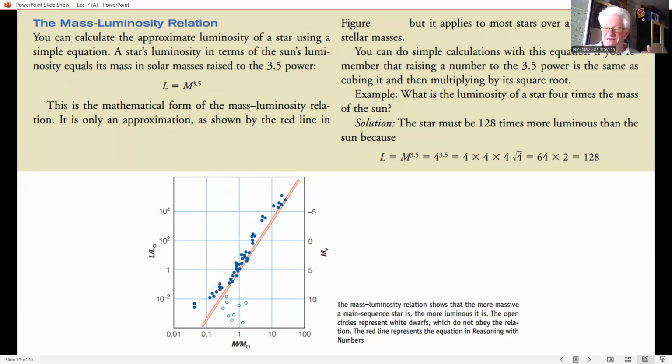In the next two modules, the mass-luminosity relation will help you understand how stars are born, live, and die. The density of stars reveals another pattern in the HR diagram.